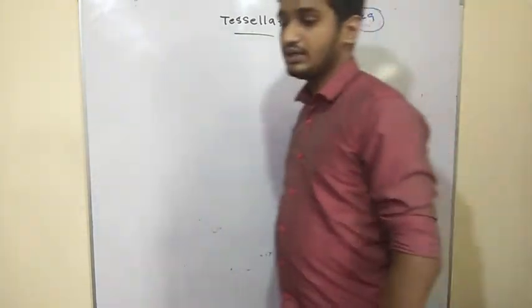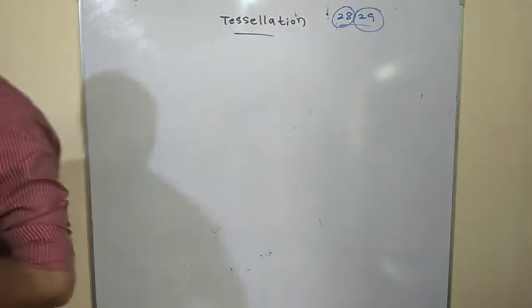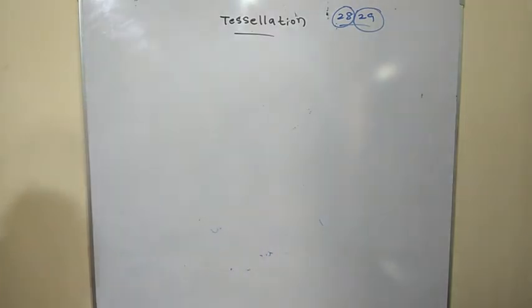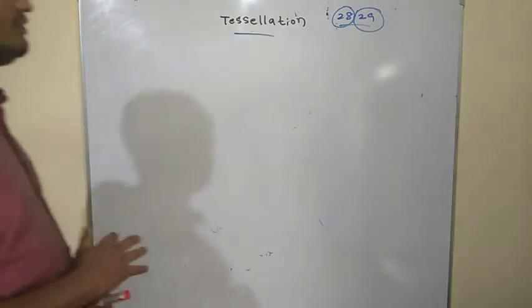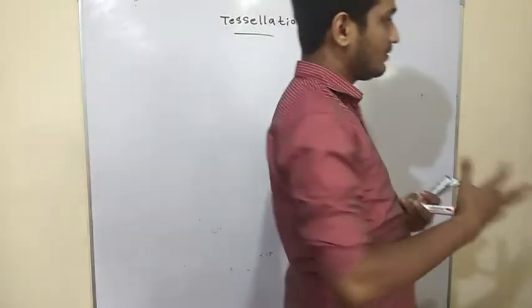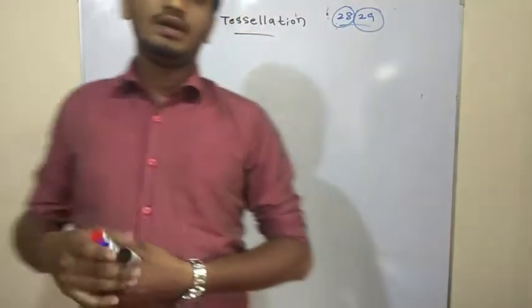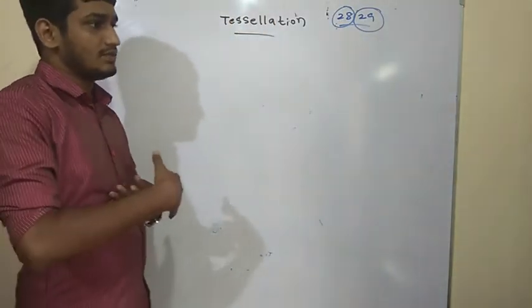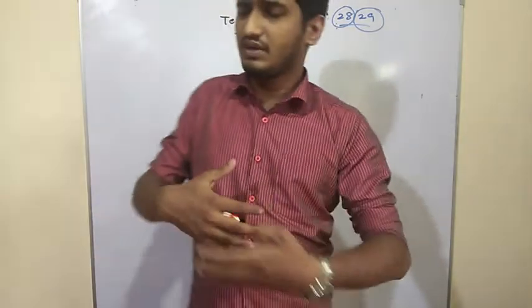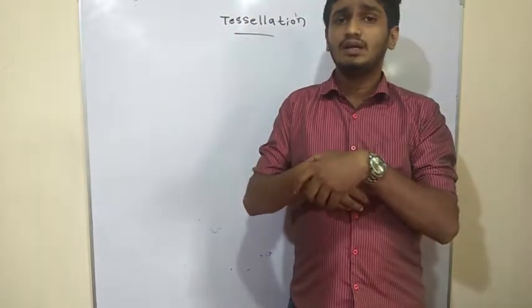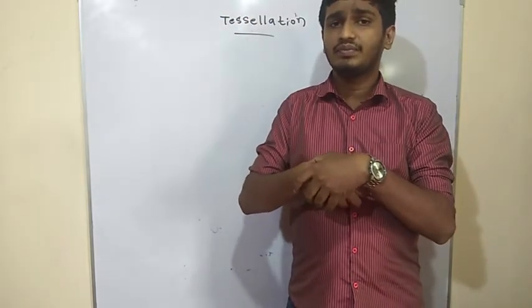The topic is tessellation. Now you have seen various kinds of designs. In your walls you can see many designs. So name some places where you can see beautiful designs.